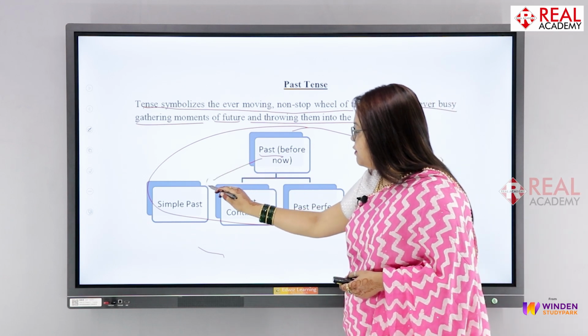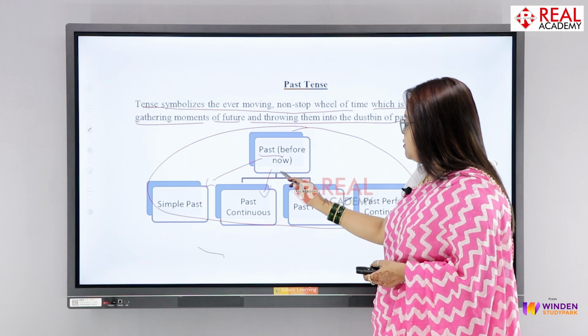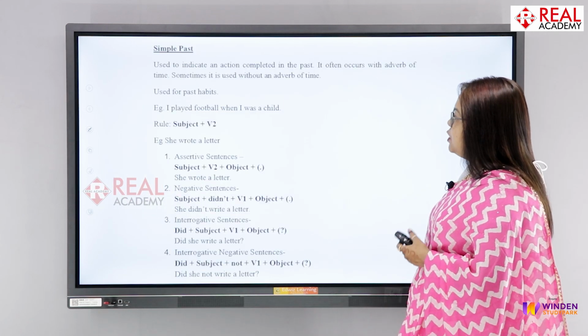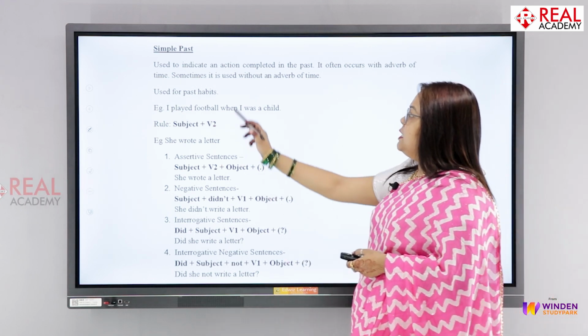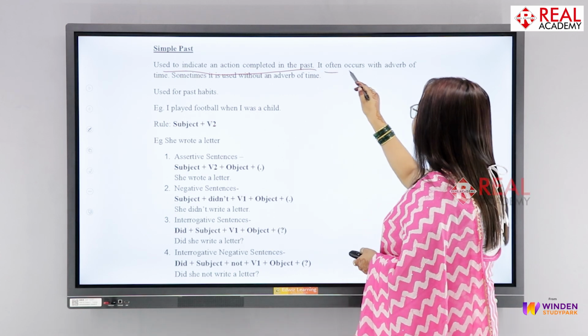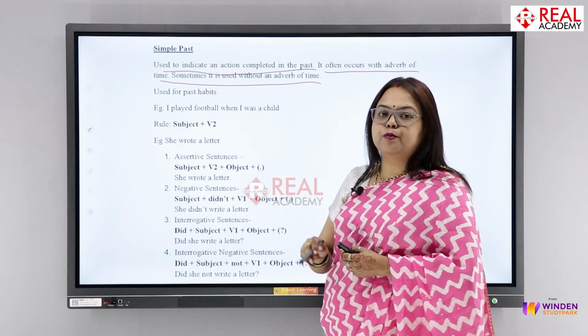Past is categorized into four different parts: simple past, past continuous, past perfect, and past perfect continuous. Let's begin with simple past. It is used to indicate an action completed in the past. It often occurs with adverbs of time. Sometimes it is used without an adverb of time.